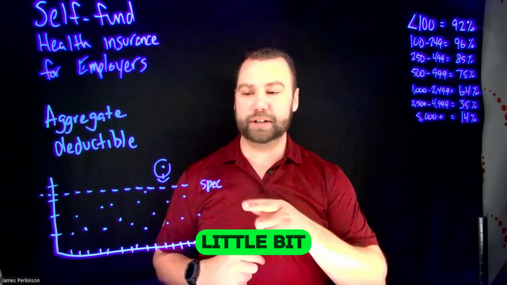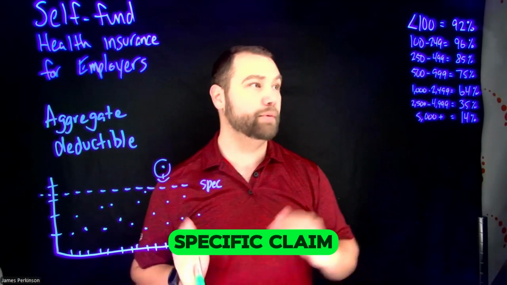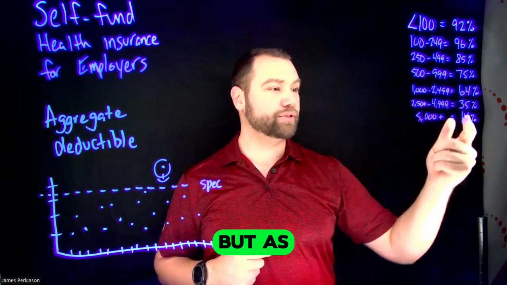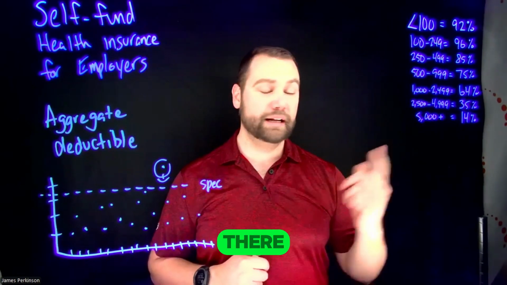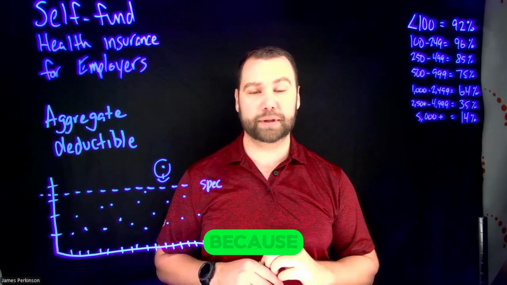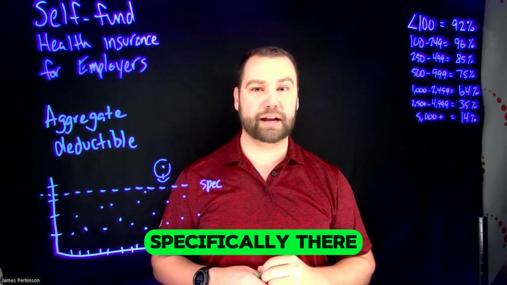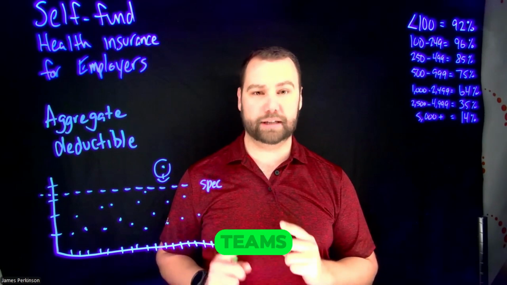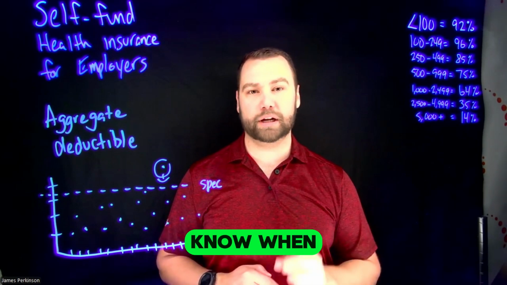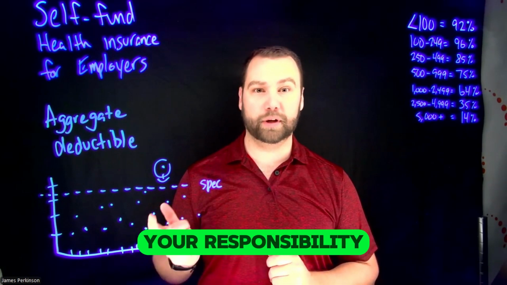So it's a little bit different than this one where it's just, here's all the coverage, whether it be one specific claim or all the claims. But as you get closer down here to some of the very large employers, some of them might not have aggregate coverage because they just know what they're budgeting and funding for specifically. So aggregate and specific deductible are the two really key terms to know when it comes to your stop loss contract, of essentially what your responsibility is as an employer if you look at going self-funded.